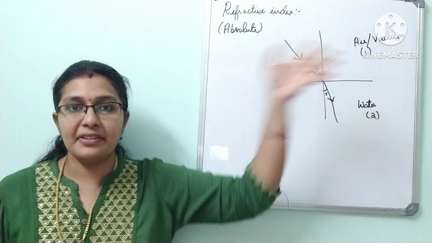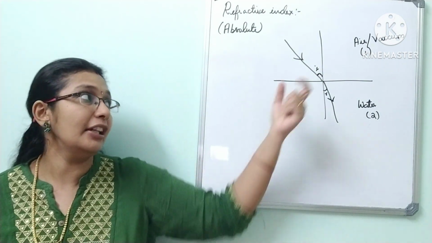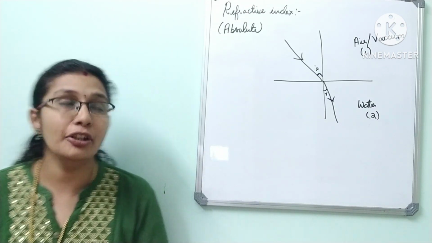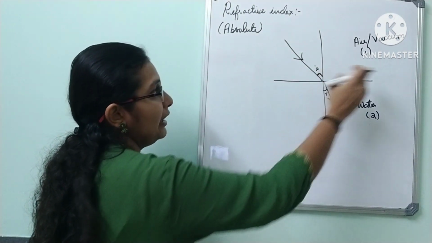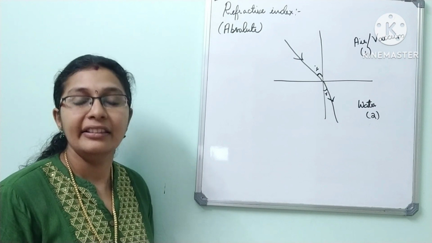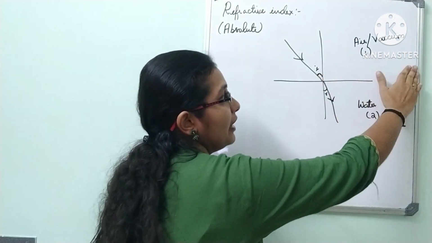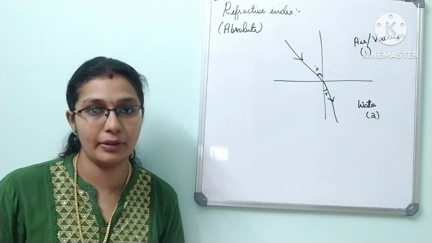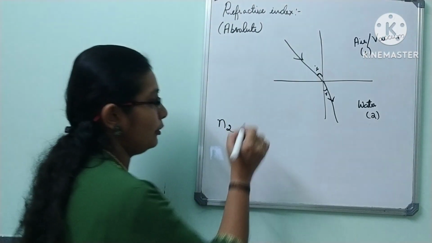So first, if you consider the speed of light either in vacuum or air to be the first medium, and the second medium is any other medium, then you call it absolute refractive index. Always remember, if here it is water and glass, which are different mediums, that time you will use relative refractive index. When your first medium is either air or vacuum, you say it is absolute refractive index. Understand? So it is denoted by the letter N2.